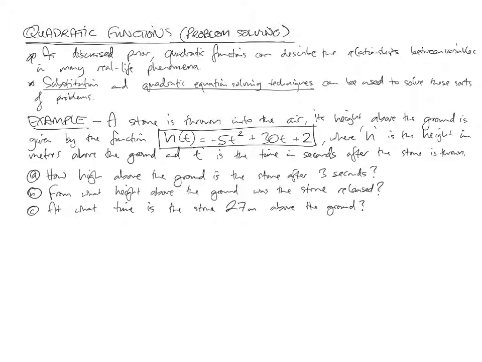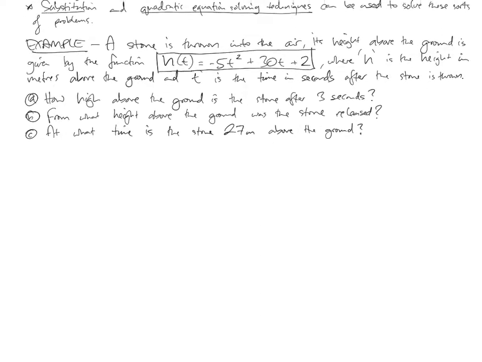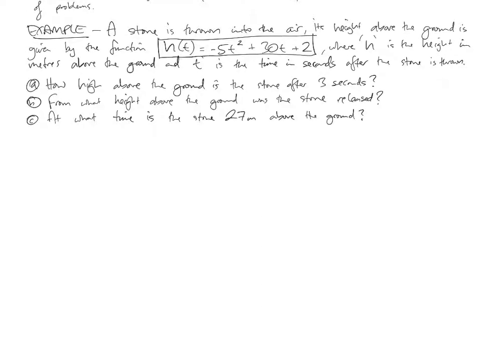So in the previous video we talked about how quadratic functions can describe relationships between variables in many real life situations, usually things involving a parabola, like parabolic paths, that sort of thing. We also talked about how substitution and techniques to solve quadratic equations can be used to solve these kinds of problems. So let's run through an example there, because I didn't do a problem solving example in the previous video.